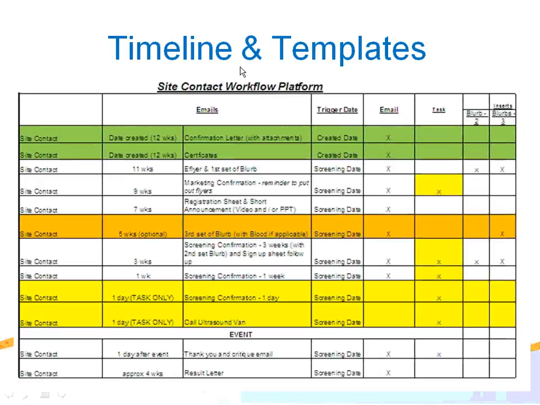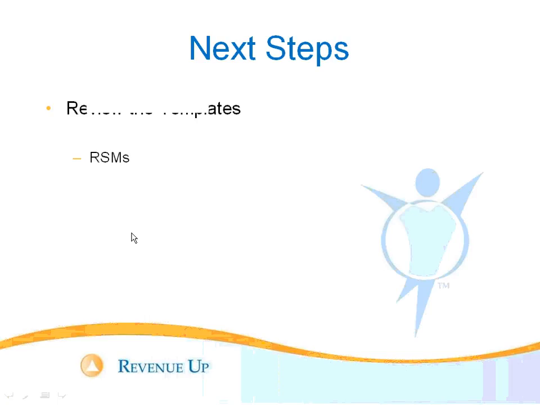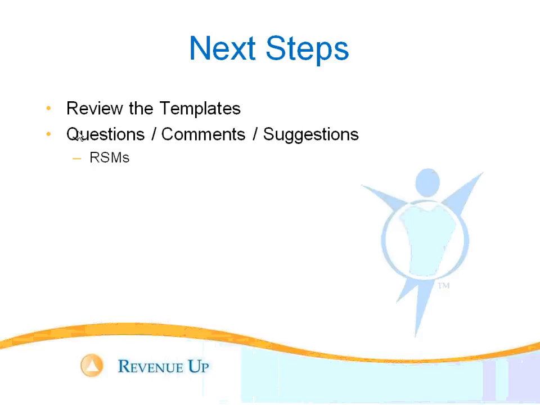All right, this is the timeline and the templates. We just went through that. I just wanted to show it as a snapshot. The confirmation letter is still going out. The certificates are still sent out the same way you normally do through Salesforce, and everything else is what we just discussed. So what are the next steps? Review the templates and where they are, get familiar with them, and make sure you have any comments, suggestions, or questions. We'll go back to the RSM.